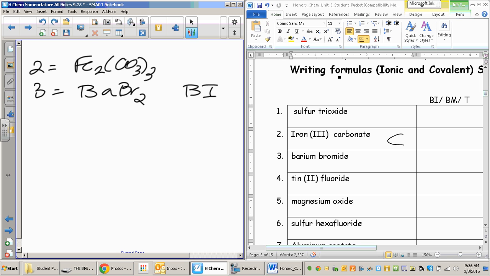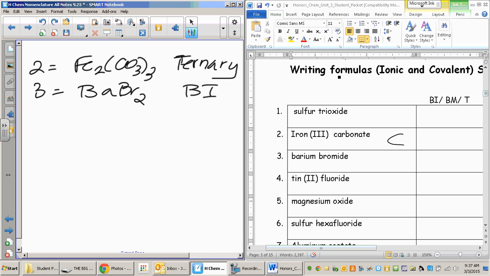So we know it's ionic, but is it binary ionic? Are there only 2 types of elements? No, I'm counting iron, carbon, and oxygen. 3 types of elements. That means it's ternary. T here means ternary. It just means more than 2 element types. That's what the BI, BM, and T stand for in the middle. It's basically classifying the types of compounds.